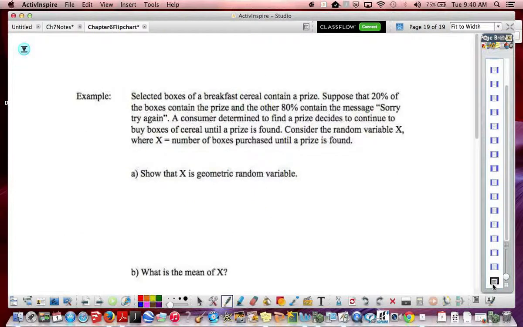Breakfast cereal. Because it reminds me of childhood. So, in this example it says, selected boxes of breakfast cereal contain a prize. Remember when you were a kid and you go down the grocery aisle with your parents, and maybe you still do, and you probably don't ride in the cart anymore. Did you ever pick cereals because of the prize?